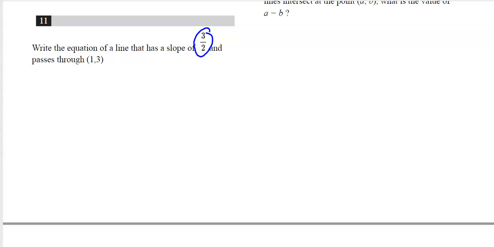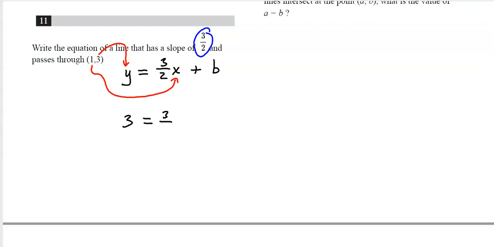All right, number 11, write the equation of a line with a given slope that passes through a point. So we go straight to our starter equation. I know the slope, but I do not know the b. That's what we're after. So just like last time, put the y in, put that x in, and start solving away. So 3 equals 3/2 times 1 plus b. So 3 equals 3/2 plus b. You could subtract 3/2 from both sides. You could also right now just times by 2.